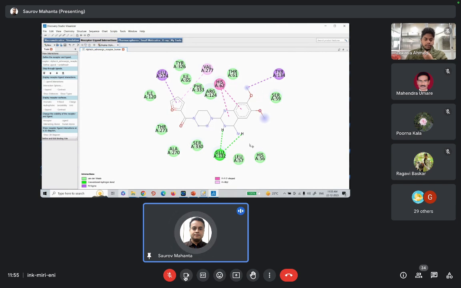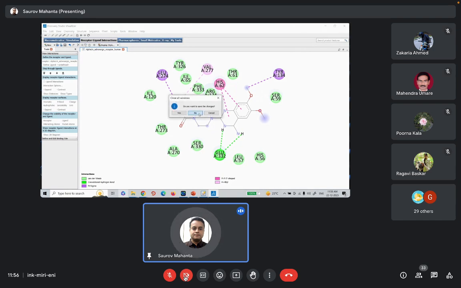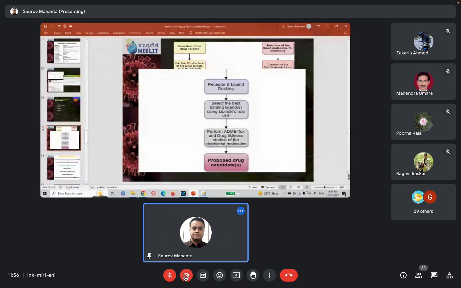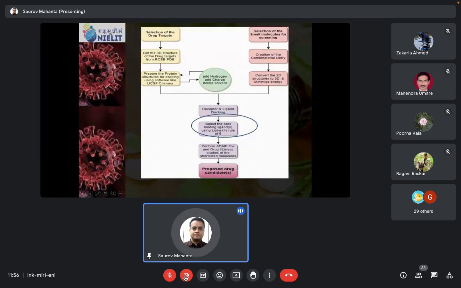So there is a rule called Lipinski rule of 5, which we have to obey during the selection of the bound ligands. So if we do it for say hundreds of thousands of molecules, there will be a score. After receptor-ligand docking, there will be the docking score which will tell you which compound, which small molecule is binding more favorably to the protein. Select the best binding ligands using Lipinski rule of 5.